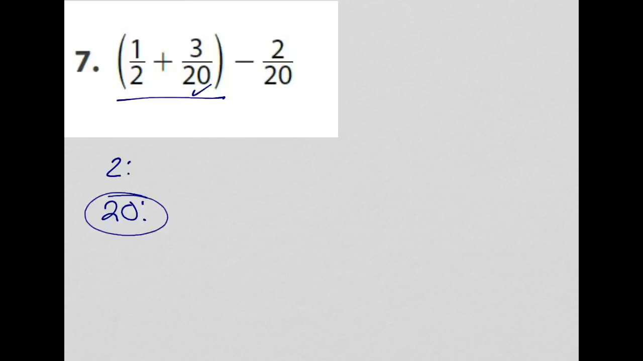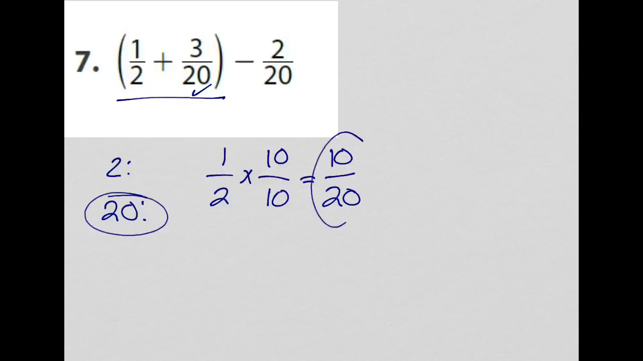So I'm going to leave 3/20 alone. I'm going to work with the 1/2. The 1/2 that I have, I'm going to take and multiply it by some number to give me a denominator of 20. 2 times 10 is 20 on the bottom, on the top, 1 times 10 is 10. So my new fraction that's equivalent to 1/2 is 10/20.